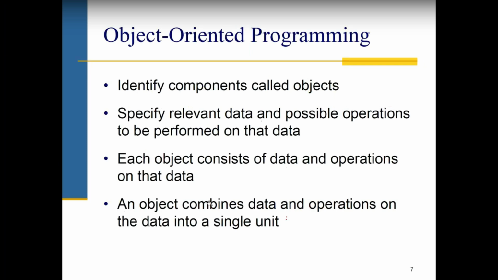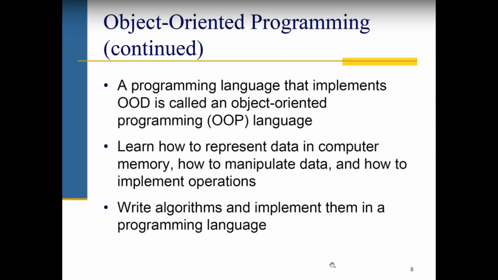And here this one says an object combines data and operations on the data into a single unit. This is what we call encapsulation, which means we are putting together the variables and the functions all together in the same code. So we call them combining data and operation. That is encapsulation. This is part of object-oriented programming. A programming language that implements object-oriented principles is called an object-oriented programming language.